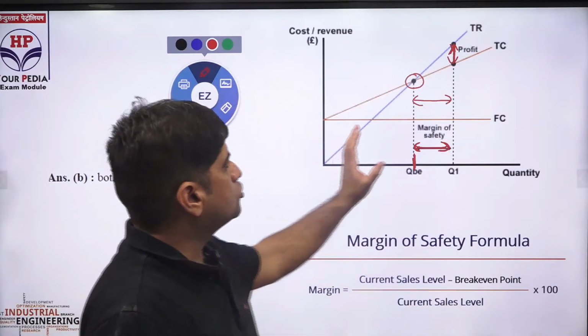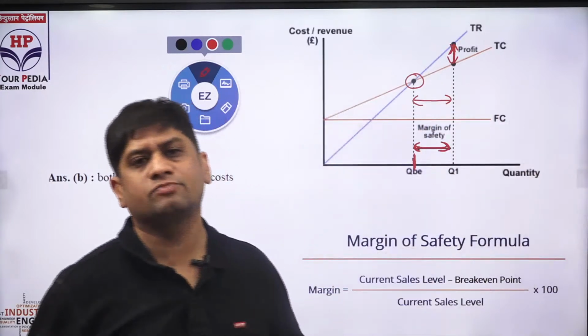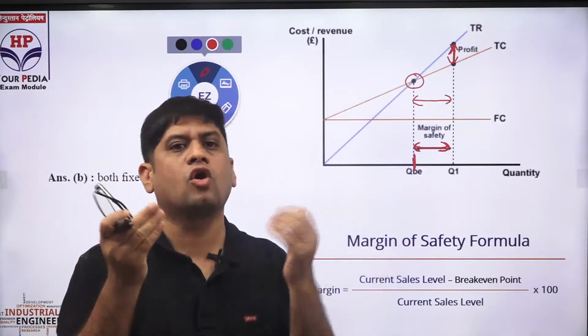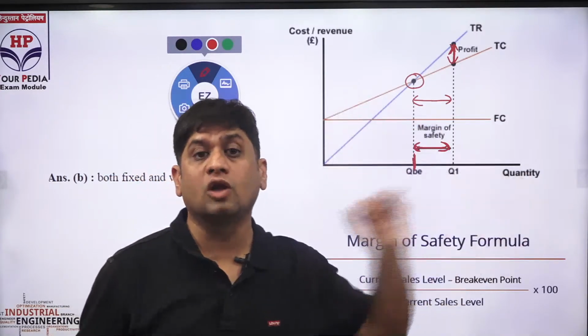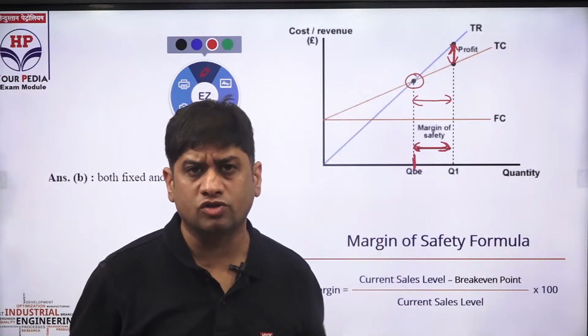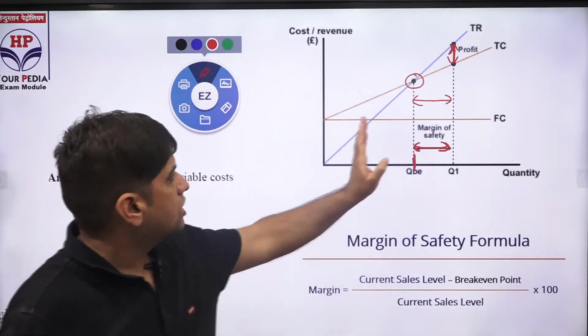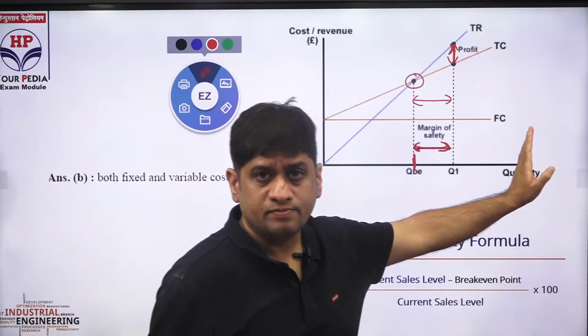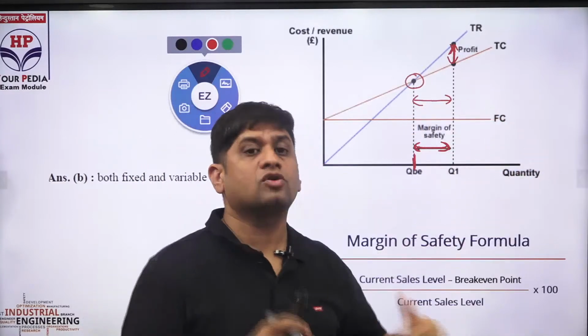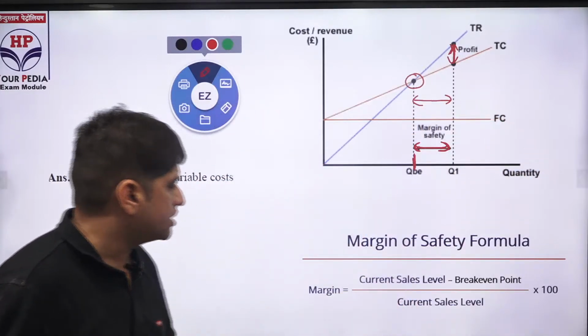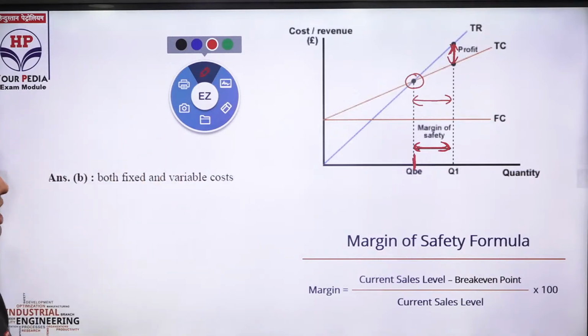So in any business you should have as much margin of safety as possible, because even if something wrong happens, the company should not go into a loss. The company will not go into a loss if it is on this side. If it is on this side, that is called margin of safety. How do you calculate that margin of safety? Your current sale level minus break even point over current sale level.